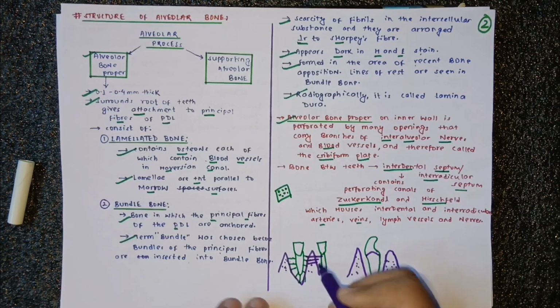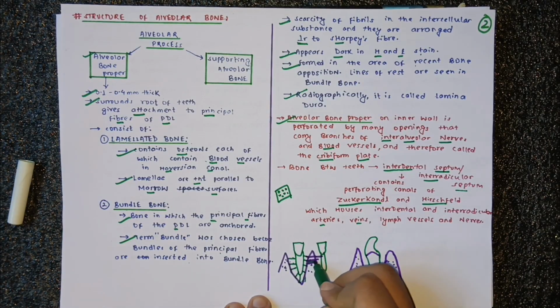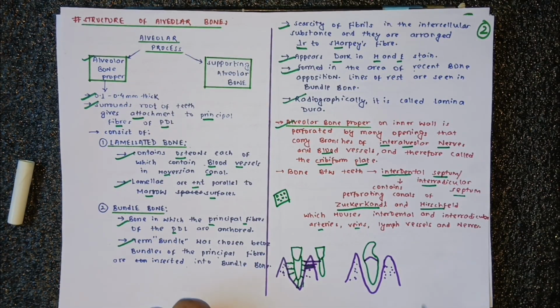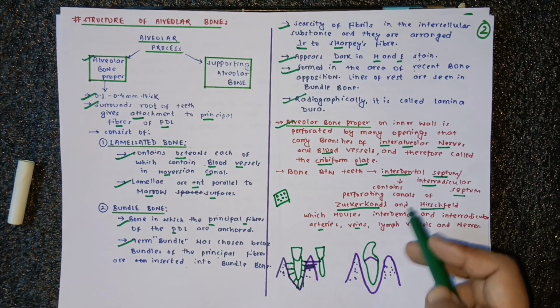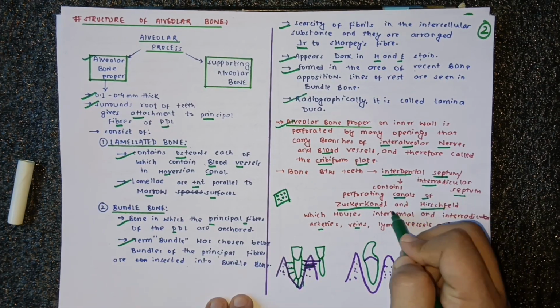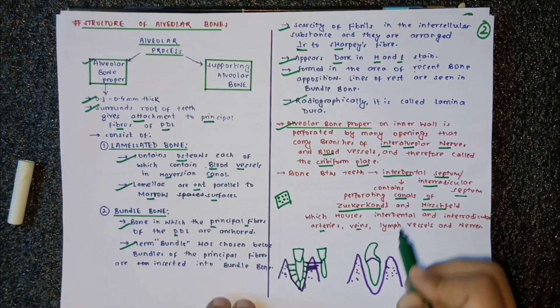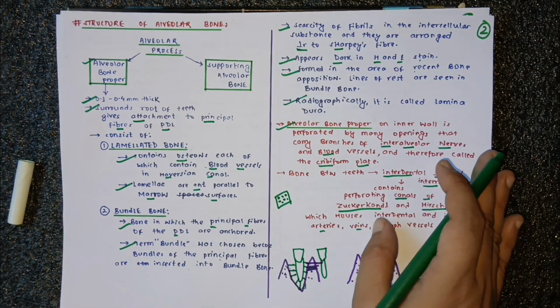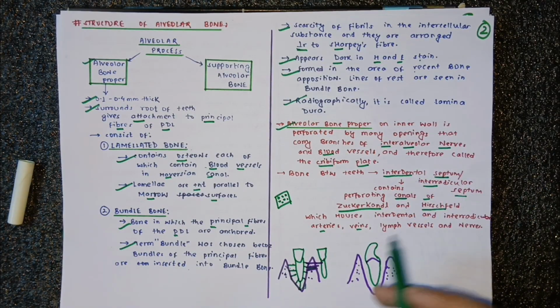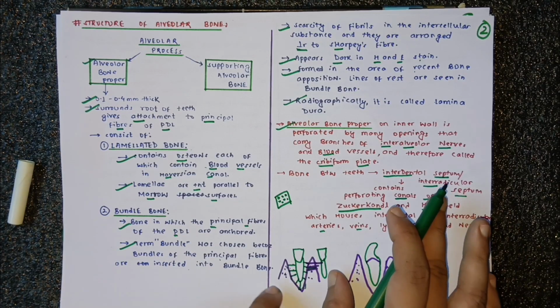Okay, so there is a canal. This is the canal here. In this canal we can see the running of the interdental interradicular arteries. That canal is called the canal of Zuckerkandl or Hirschfeld. This is a very important question for your MCQ exam, also for your viva exams.